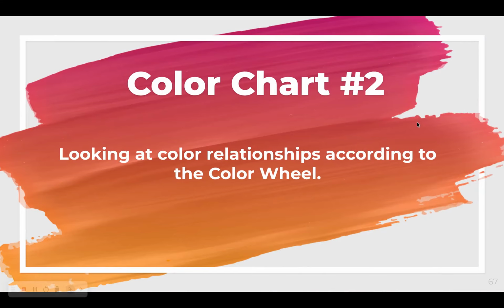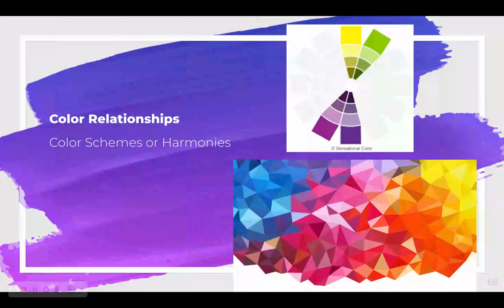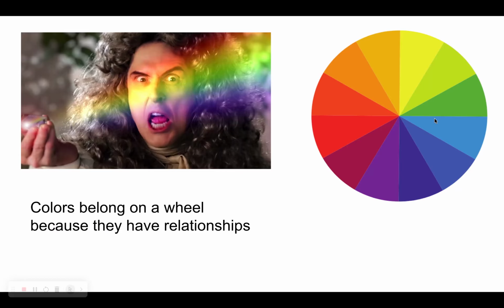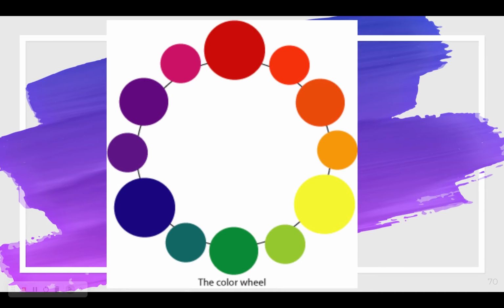So we're focusing on color relationships according to the color wheel. And color relationships are also called color schemes or color harmonies. It's just a way to organize color, and you can often find this in all types of art and design formats. So colors belong on a wheel because they have relationships, which means they interact with each other in different ways. Of course, we organize it according to the primary, secondary, and tertiary colors.